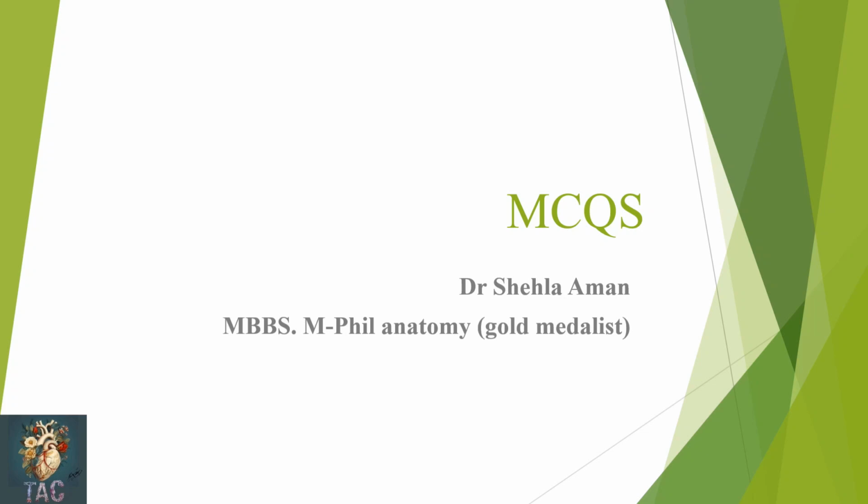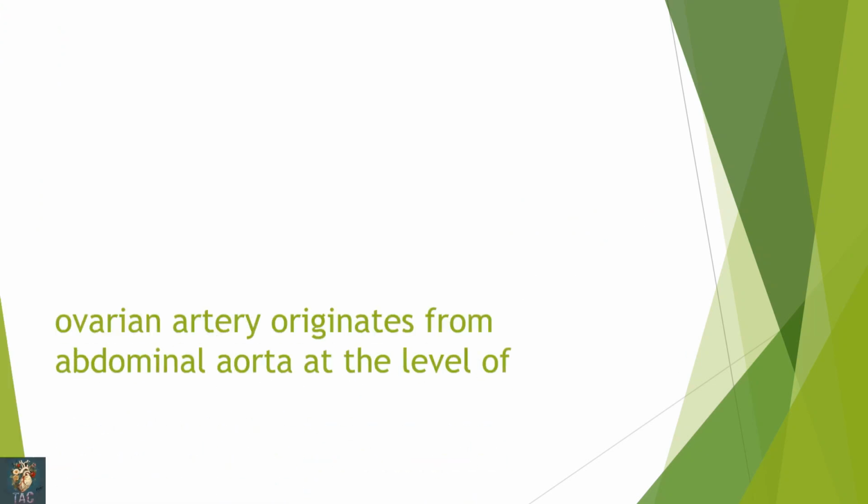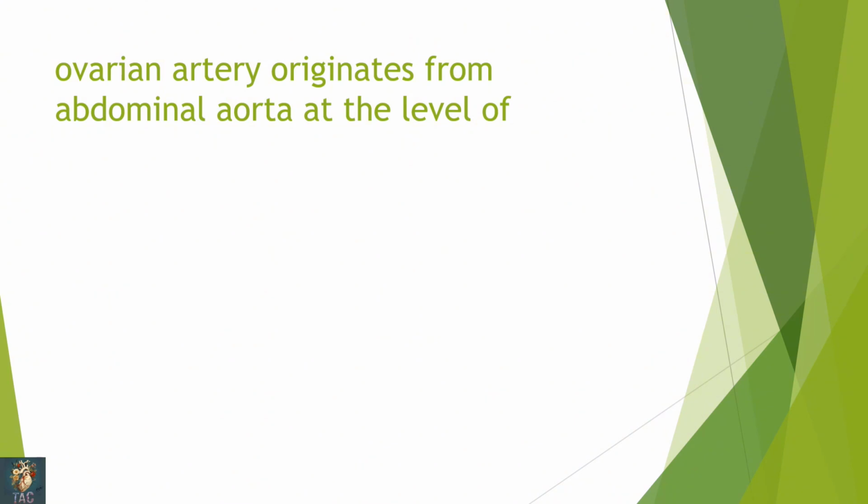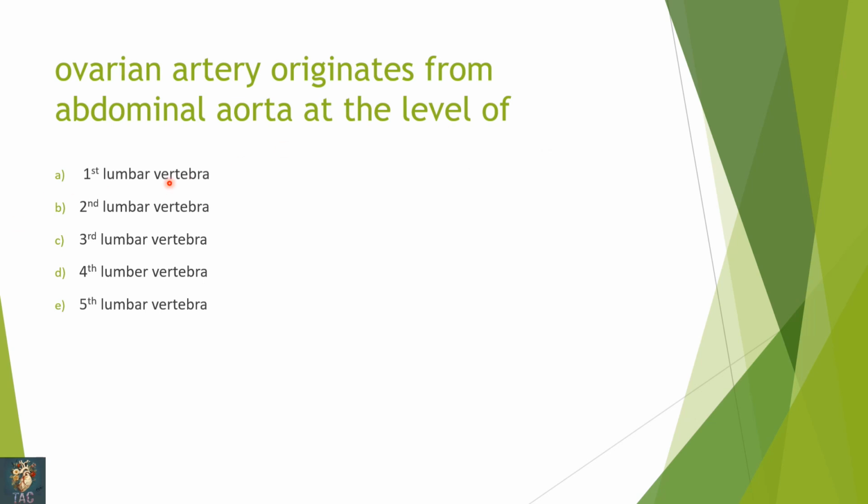In today's class, we are going to discuss MCQs on the reproductive system. So the first MCQ over here is: the ovarian artery originates from the abdominal aorta at the level of the first lumbar vertebra, the second lumbar vertebra, the third lumbar vertebra, or the fourth and fifth?